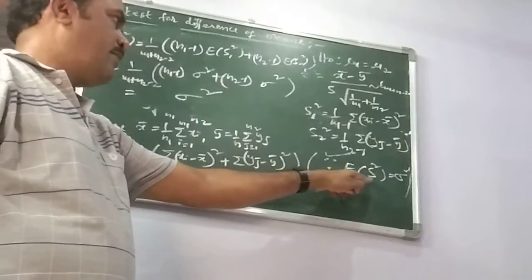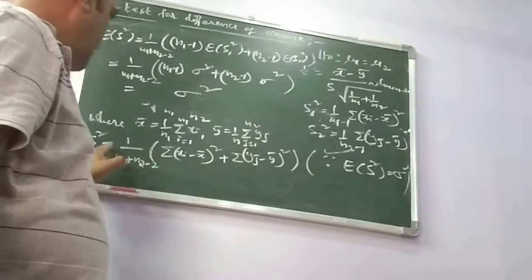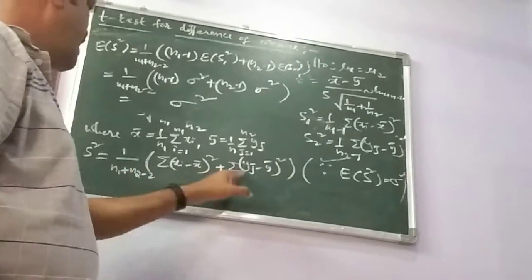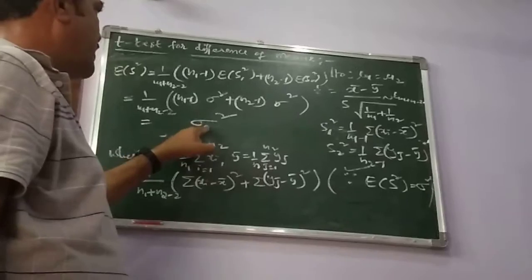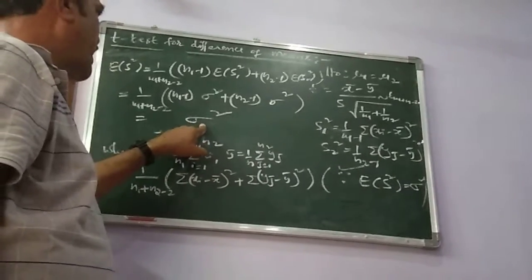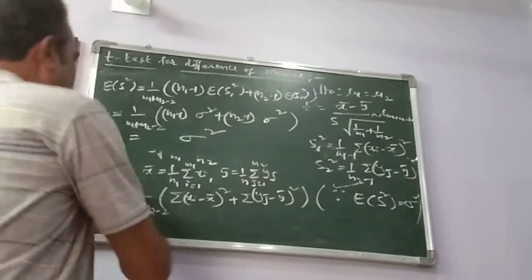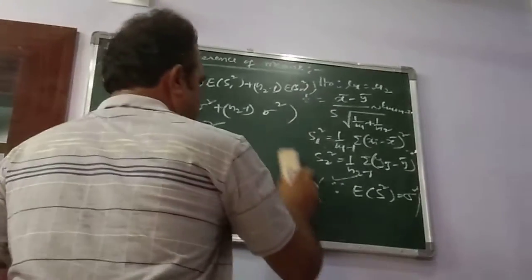This was proved: the sample variance is an unbiased estimator of the population variance. But this is the combined variance. The combined sample variance is also an unbiased estimator of the population variance. Okay, this is also very much required. So this is the test statistic formula.